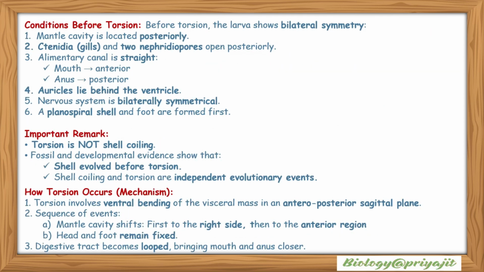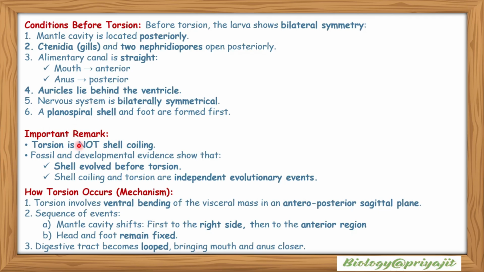Conditions before torsion. Before torsion, the larva shows bilateral symmetry. Their mantle cavity is located posteriorly. Their ctenidia or gills and two nephridiopores open posteriorly. The alimentary canal is straight. Their mouth is placed at the anterior position and anus is placed at the posterior position. Their auricles lie behind the ventricle. Their nervous system is bilaterally symmetrical, and the shell and foot are formed first. These are the conditions before torsion.